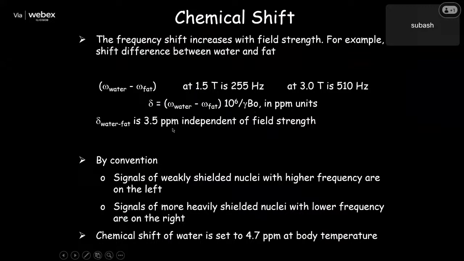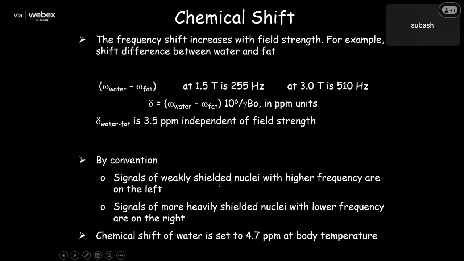Whether you work on a 7 Tesla magnet or a 12 Tesla magnet or a 1 Tesla magnet, this will remain 3.5 ppm. And for a 1 Tesla magnet, 1 ppm will be about 42 hertz, because 42.58 times 10 to the power 6 is the frequency. So you can calculate how much this chemical shift is in hertz. But to make it field independent, you measure it in ppm.